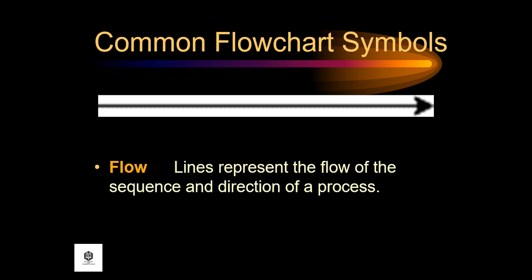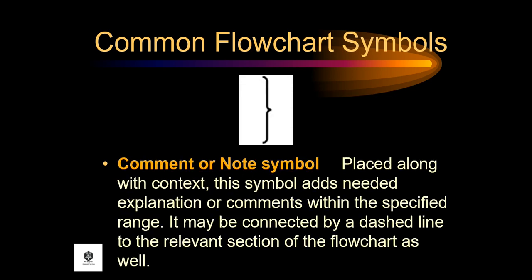Flow. Lines represent the flow of the sequence and direction of a process. Comment or note symbol. Placed along with context, this symbol adds needed explanation or comments within the specified range. It may be connected by a dashed line to the relevant section of the flowchart as well.